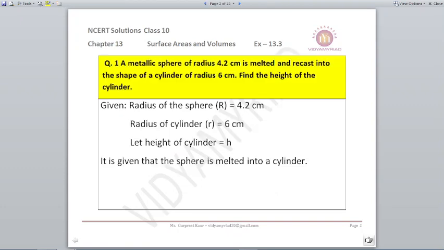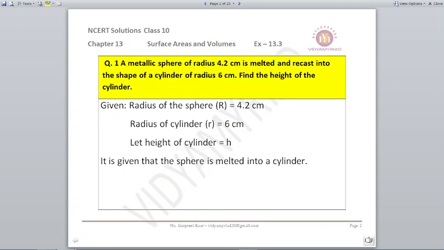Question number 1. A metallic sphere of radius 4.2 cm is melted and recast into the shape of a cylinder of radius 6 cm. Find the height of the cylinder. Now we are given the sphere radius 4.2 and radius of the cylinder is 6 centimeters. We need to find out the height of the cylinder, so let us assume it as h. We are told that it is in a form of a sphere which is melted to make a cylinder.